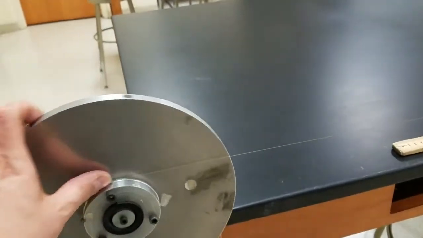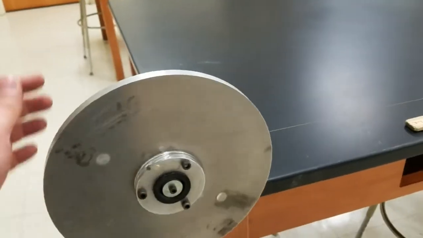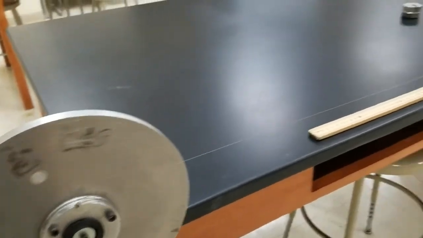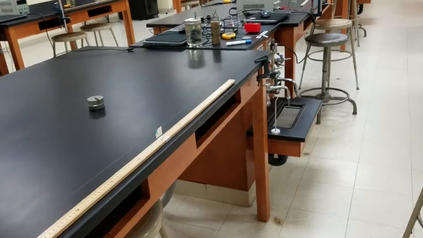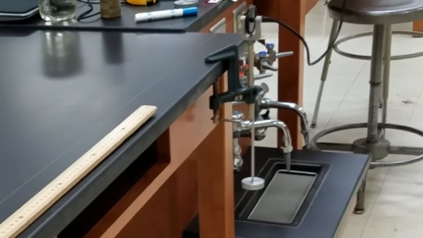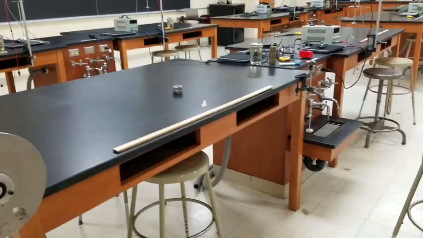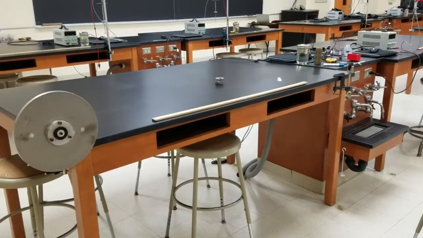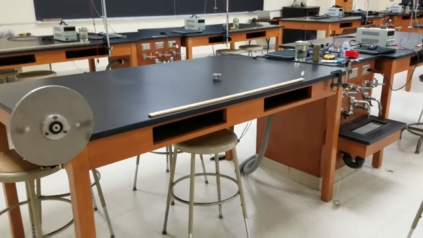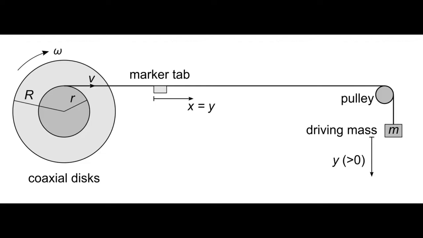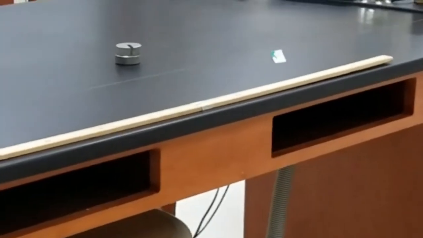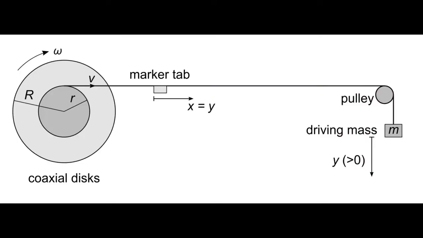On the smaller disc, we wind up a thread. The other end of the thread runs across a pulley, and there's a weight attached. When we let go, the weight sinks to the floor, and the taut thread sets the disc into a spinning motion. Note the white marker tab, which helps us to follow the motion of the thread when we do video analysis.